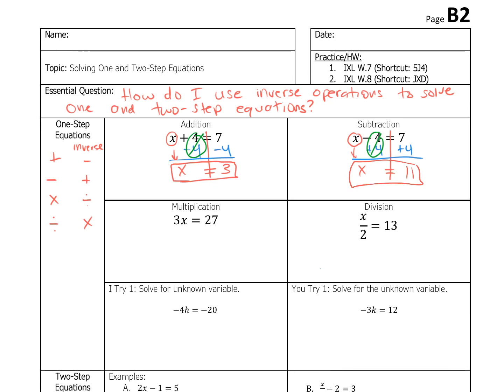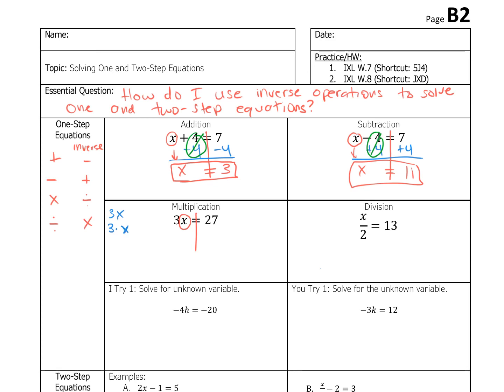Same process. You could cover up or circle the variable. Circle the variable, draw your wall. Now this one is a little bit different. We have 3x equals 27. If there's a number and a variable, that always means multiplication. So if I see something like 3x, that means 3 times x.